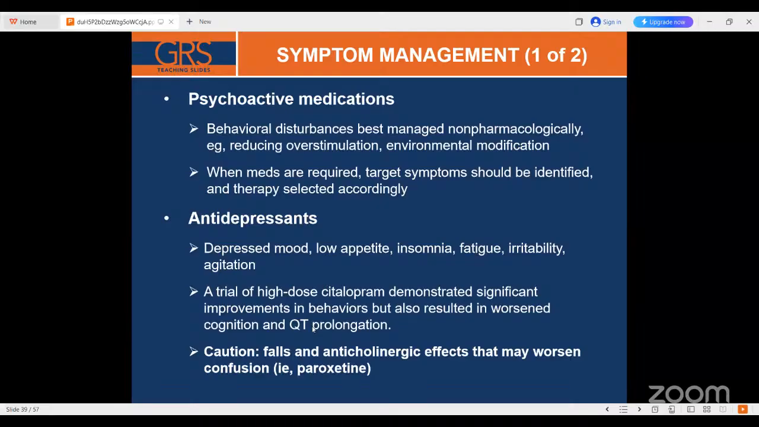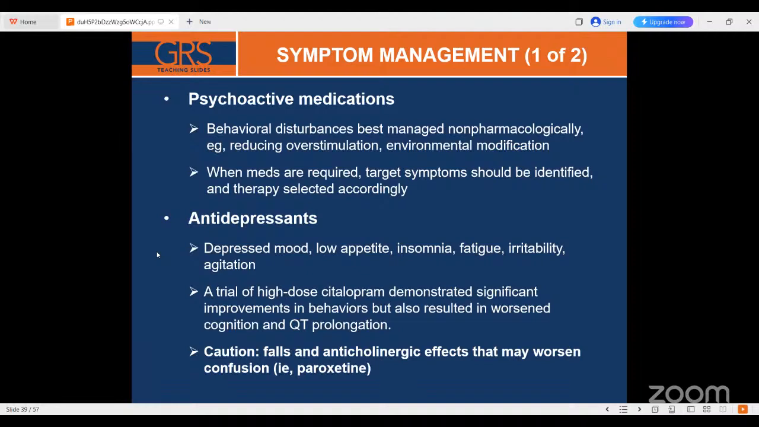Psychoactive medication: behavioral disturbances are best managed non-pharmacologically, by reducing overstimulation and modifying the environment. When medications are required, targeted symptoms should be identified and therapy selected accordingly, based on each patient. Then we have antidepressants.